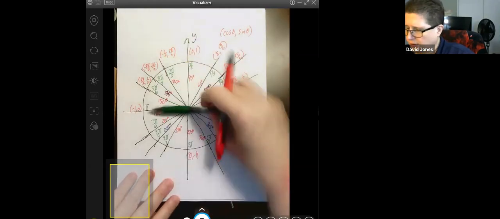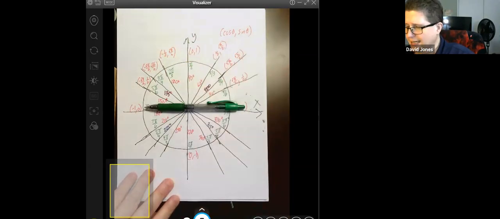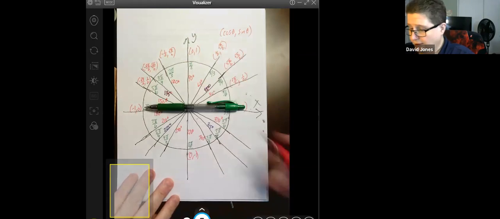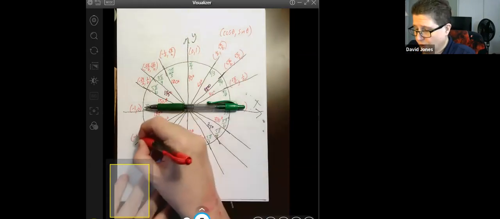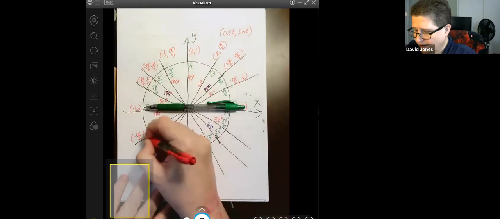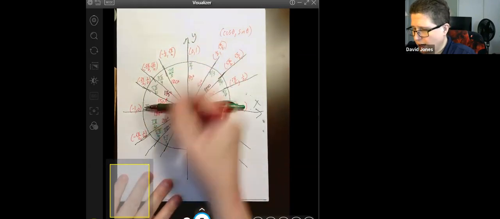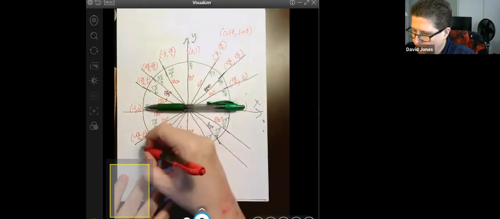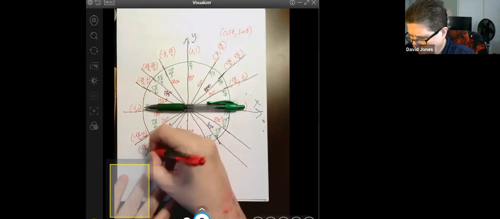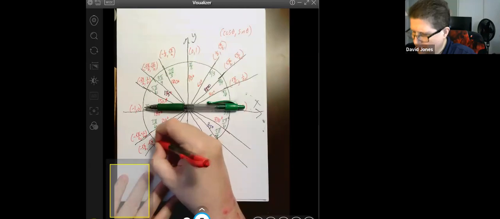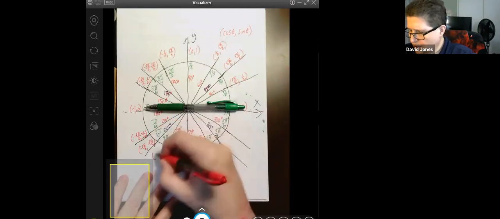And now I'll reflect across the x-axis, and now both of them are negative. Negative root 3 over 2 and 1/2. This one hits this one. This one, the diagonal is the root 2's. And this one is negative 1/2 and negative square root of 3 over 2.